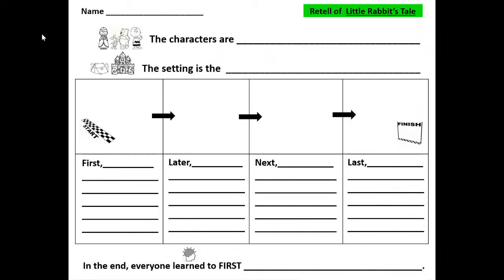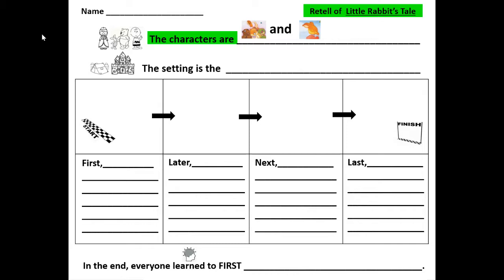So let's orally retell Little Rabbit's Tale. We're going to say what happened in the story, as well as who the characters are and where the story took place, the setting. So say the sentence frames with me and finish your thinking. The characters are, who are the characters in the story, Little Rabbit's Tale? The characters are the friends, Little Rabbit, and his mom.